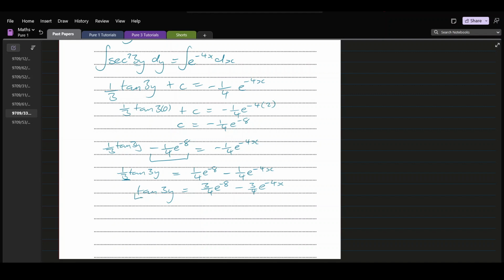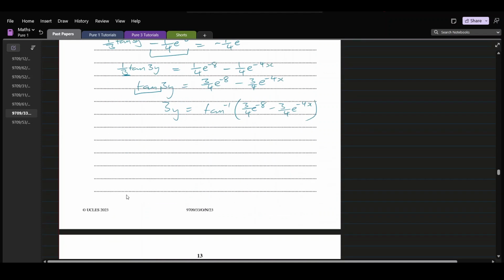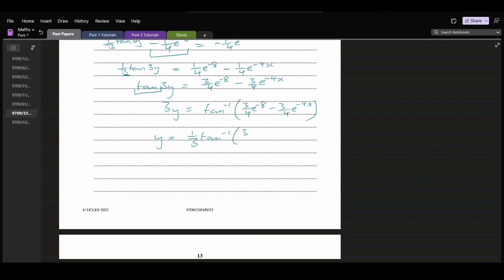And now we're going to arctan both sides. So 3y is equal to arctan of 3 over 4 e to the negative 8 minus 3 over 4 e to the negative 4x. And then divide both sides by 3. So y is equal to 1/3 arctan of 3 over 4 e to the negative 8 minus 3 over 4 e to the negative 4x. And this would be our final answer.